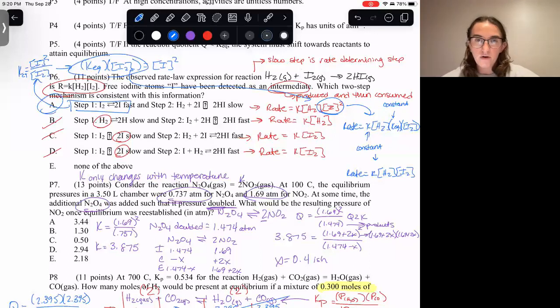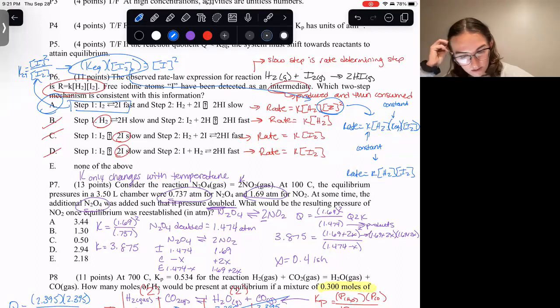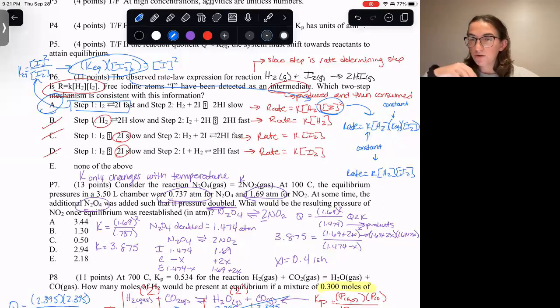And we know that it's A over E. Okay, does that help with P6? What other questions do we have about question 6? Okay.